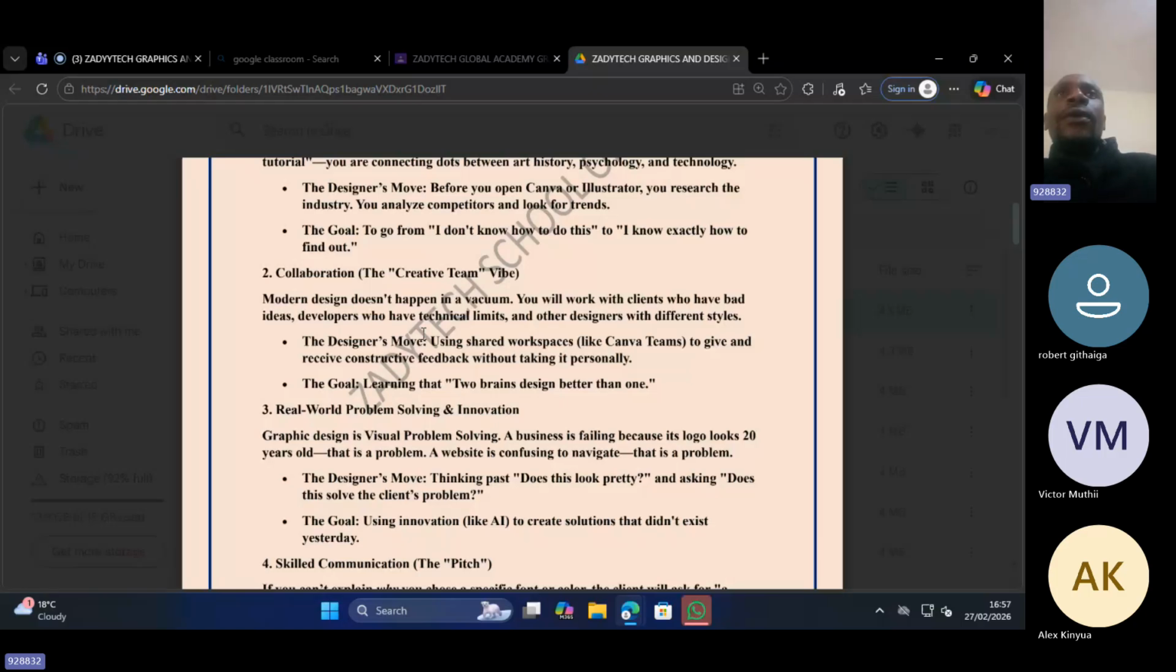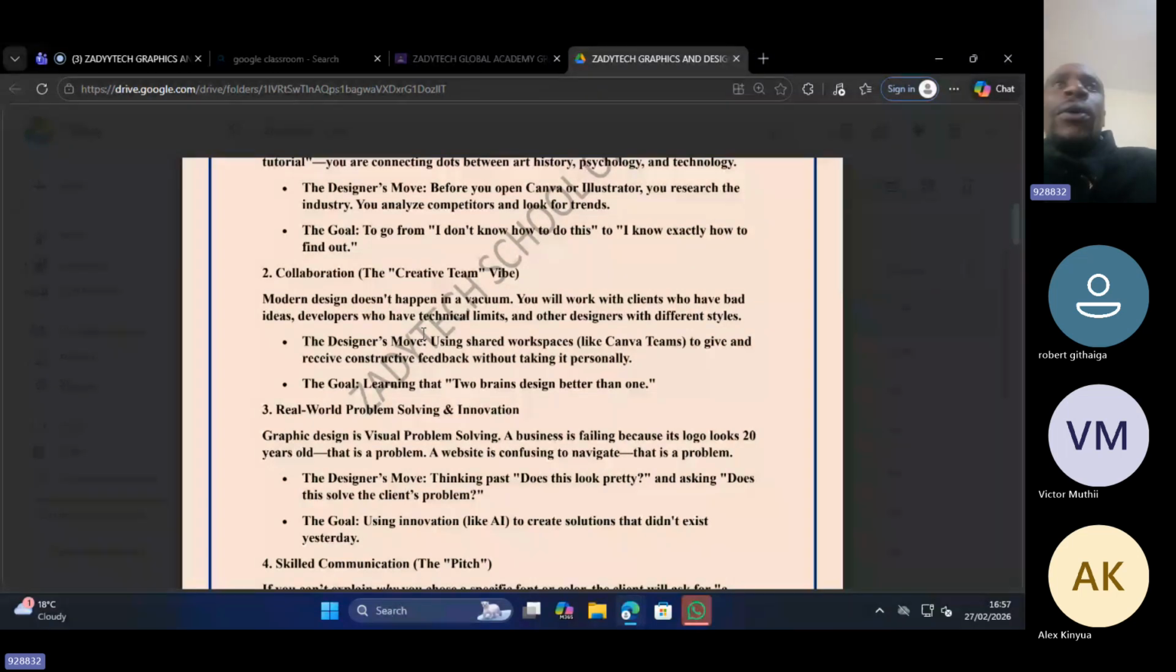So the designer moves under collaboration. What is the designer's move? Using shared workspaces like Canva Teams to give and receive constructive feedback without taking it personally. Like in Canva, you have Canva Teams that you can collaborate with. You can collaborate with your fellow teammates to ensure that you get the right, constructive feedback that can help you grow your designing skills.